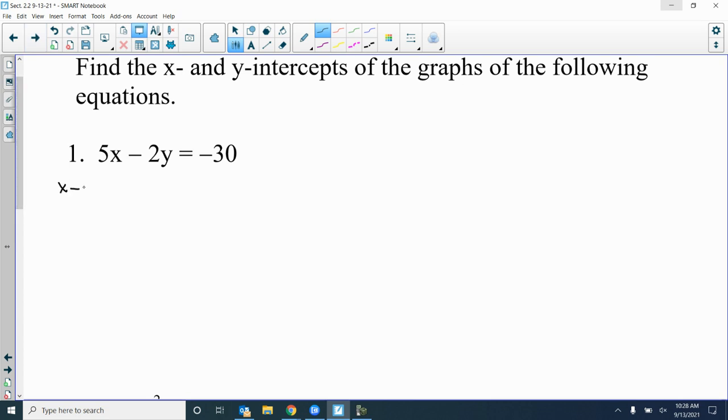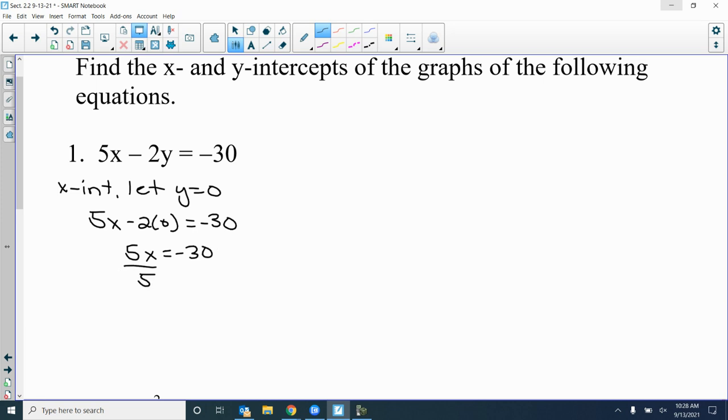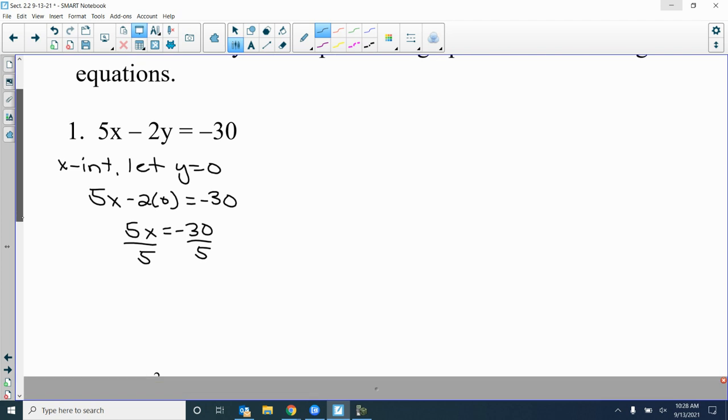So for the x-intercept, let y equal 0. And so that's going to be 5x minus 2 times 0 equals negative 30. Well, 2 times 0 just wipes that whole thing out. I get 5x equals negative 30. Divide by 5. And then I get x equals negative 6. Now don't forget, it's going to be an ordered pair. Negative 6 comma 0. So I know the x-intercept.